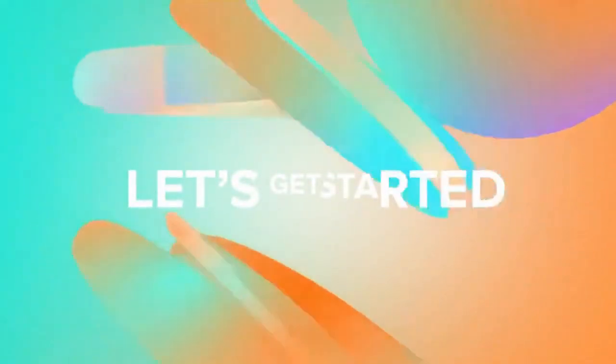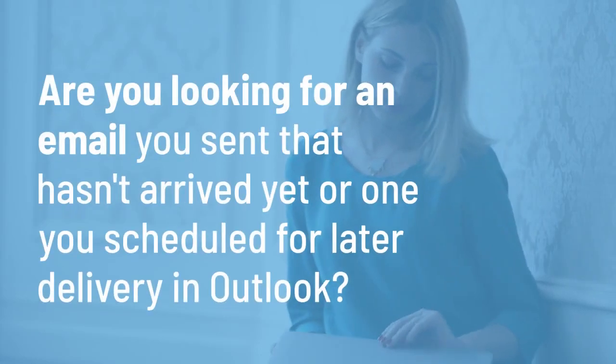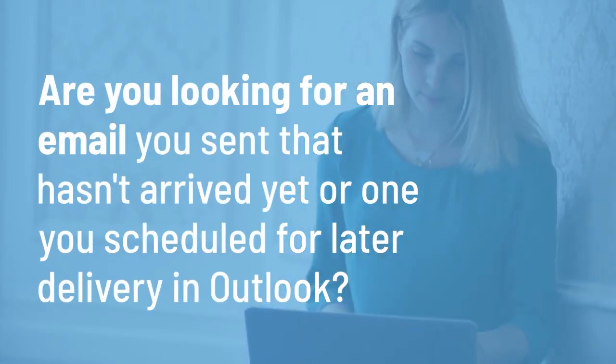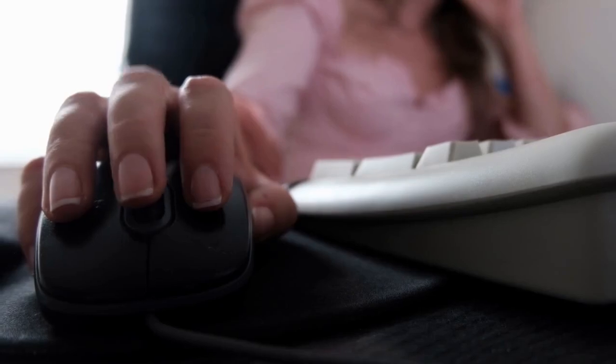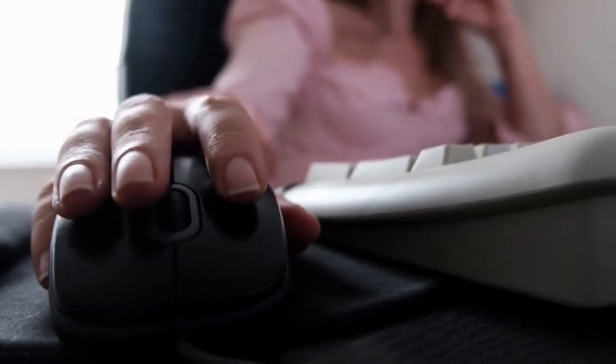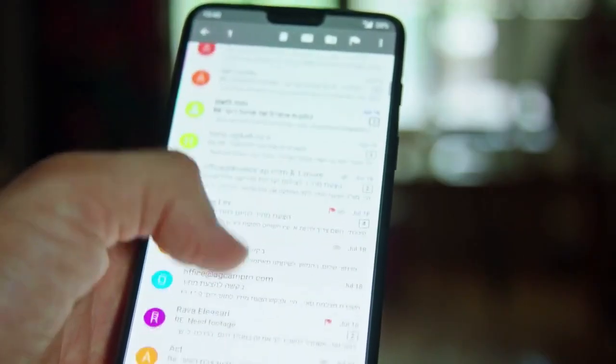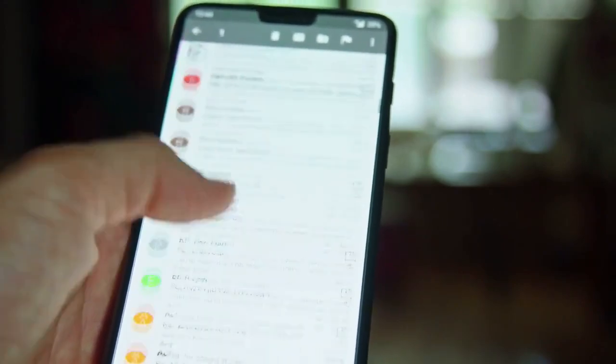Let's get started. Are you looking for an email you sent that hasn't arrived yet, or one you scheduled for later delivery in Outlook? This is a common question. When an email isn't sent immediately, it often sits in a specific folder, waiting.